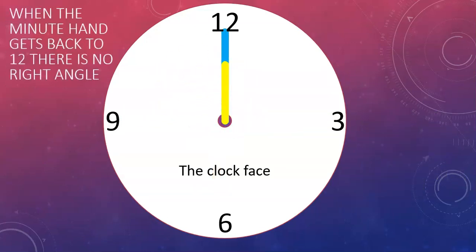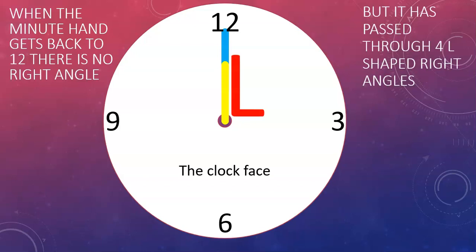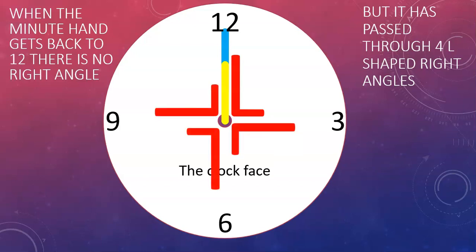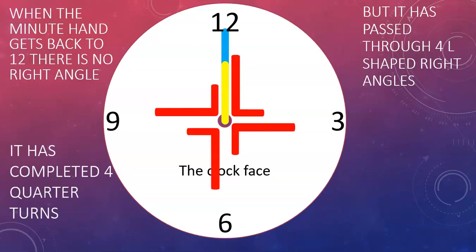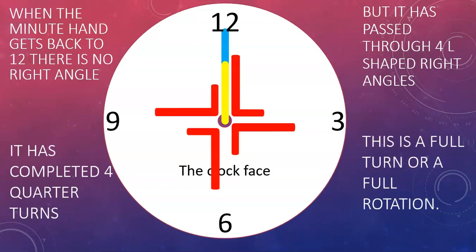And finally, when the minute hand gets back to 12, again there is no right angle because the two lines are not meeting with an L shape. But the minute hand has passed through 4 L-shaped right angles. So 1, 2, 3, 4. So it has completed 4 quarter turns. This is a full turn or a full rotation, and it takes the minute hand 1 hour to complete a full rotation.